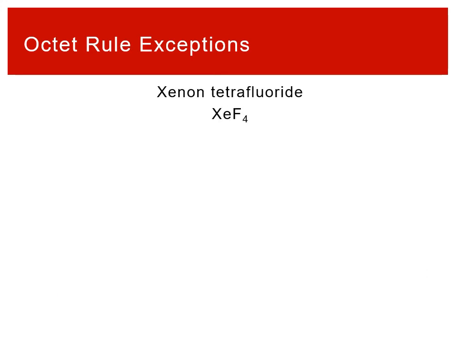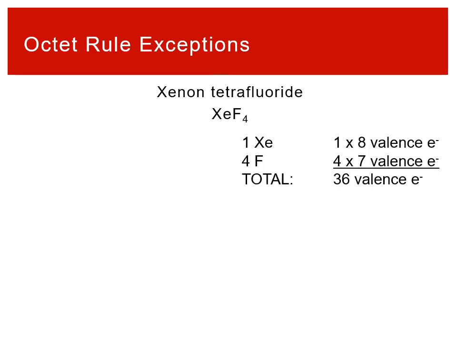Xenon tetrafluoride. Xenon has 8 valence electrons. Each fluorine has 7, giving you 36. So on the face of it, you can see something weird's going on. Xenon is a noble gas, right? Xenon already has 8 valence electrons.